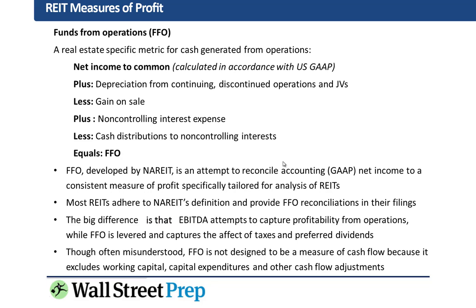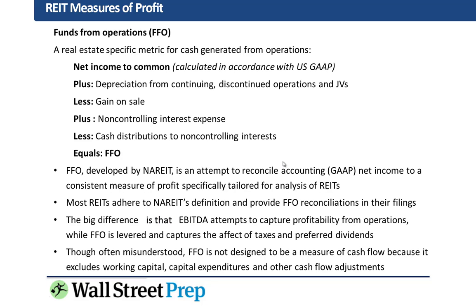net income. Plus non-controlling interest expense. Non-controlling interest expense, you may recall, is a non-cash expense that reduces net income to common. We want to add that back because it is non-cash, but then we do want to subtract out, conversely, cash distributions, actual cash payments to non-controlling interest, and that equals funds from operations.